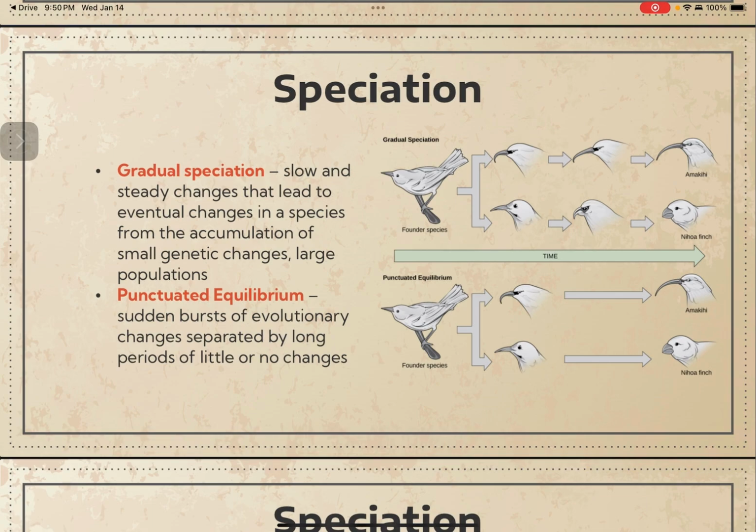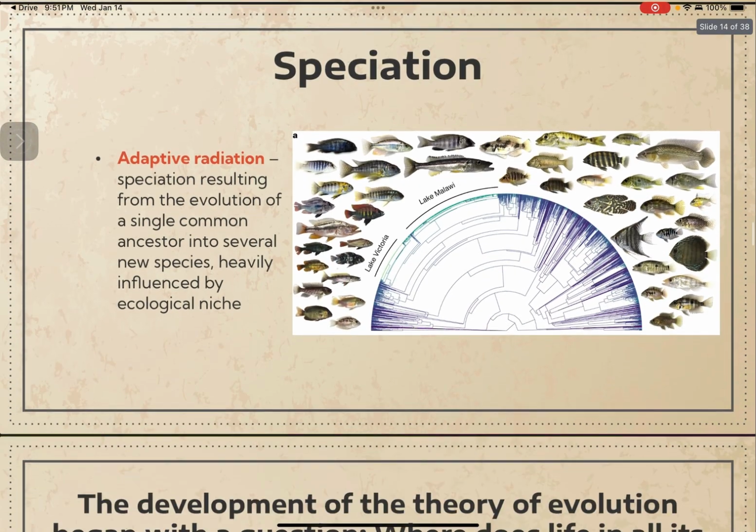And then we also have punctuated equilibrium. This is where we have a sudden burst of evolutionary change, separated by a long period of time of no change. So you might see a bird looks one way, and over the next few generations, it looks pretty much the same. And then all of a sudden, the next year when they reproduce, they look totally different. That's an example of punctuated equilibrium. It happens like that, but it's been changing under the surface over time. With gradual speciation, we're going to see small changes, and you're not going to notice them as much when they're happening, but if you compare the beginning to the end, you can completely see the difference.